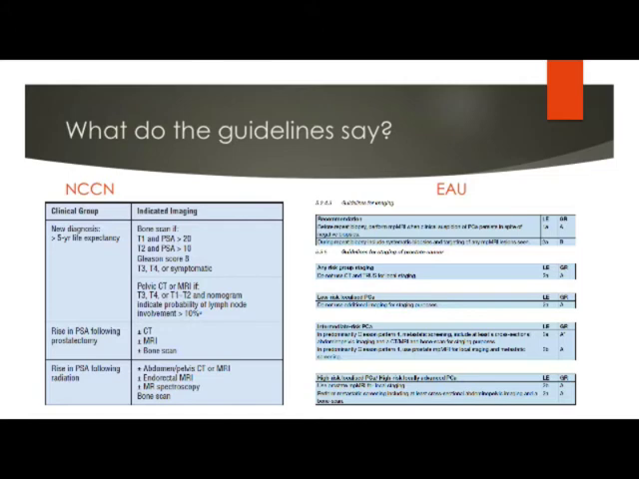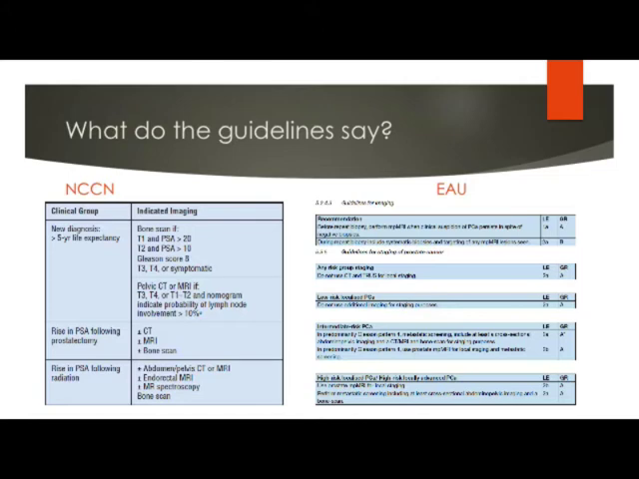but essentially in the European guidelines there's a lot more emphasis on the role of multiparametric MRI. If you've got a patient with a high clinical suspicion for prostate cancer, and they've had a biopsy, the recommendation, at least from the EAU guidelines, is that they should then go on to have a multiparametric MRI before any further biopsies. And also that multiparametric MRI should be used for local staging for intermediate risk and high risk prostate cancer.